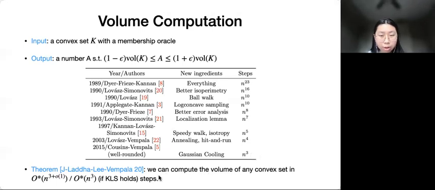And this is the main result from our paper, that we can compute the volume of any convex set in O star n to the power of 3 plus little o(1) steps. And this is O star n cube if KLS conjecture holds. Here, O star means we omit the error parameter terms and the log poly terms. So it's almost an n-cube algorithm.